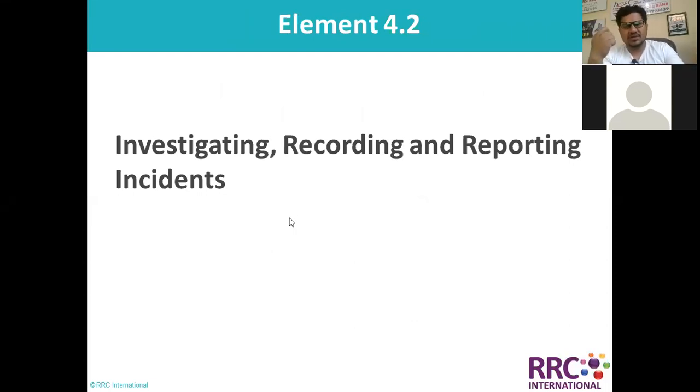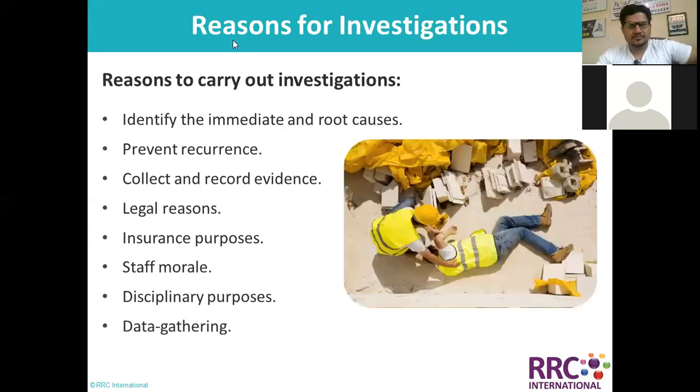Now, once we have understood active monitoring and reactive monitoring, it's time to discuss investigating, recording and reporting incidents in element 4.2. What are the reasons for investigation, and why are investigations important? First of all, we have to identify the immediate and root causes and prevent reoccurrence, collect and record evidence, and consider legal reasons, insurance purposes, staff morale, disciplinary purposes, and data gathering. We have to do investigations.